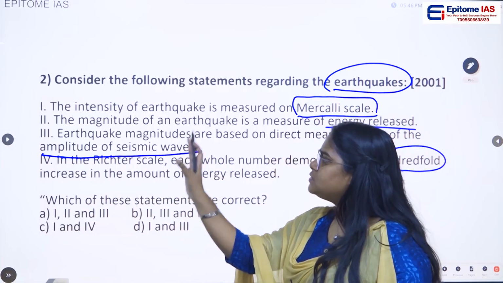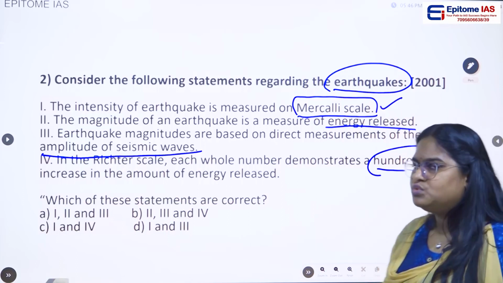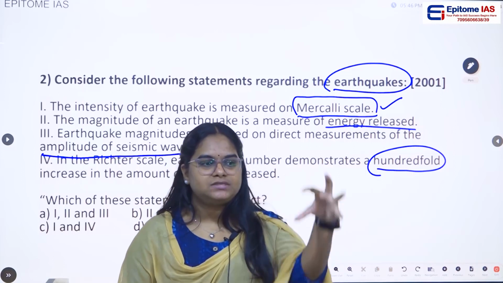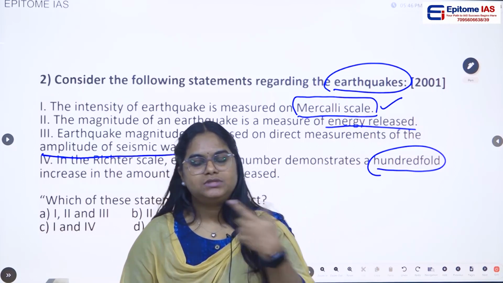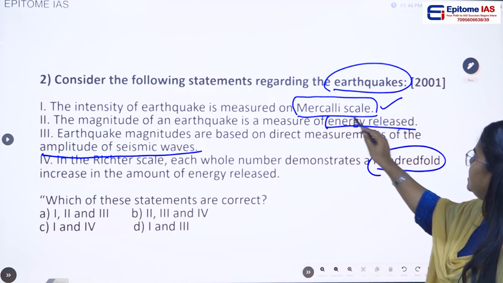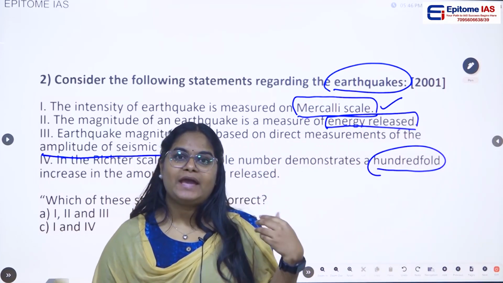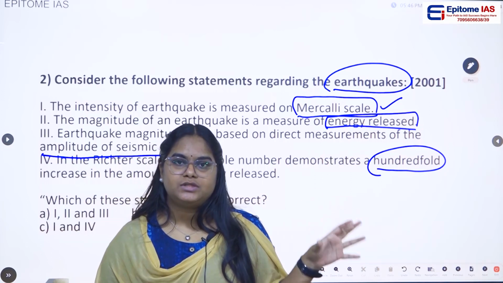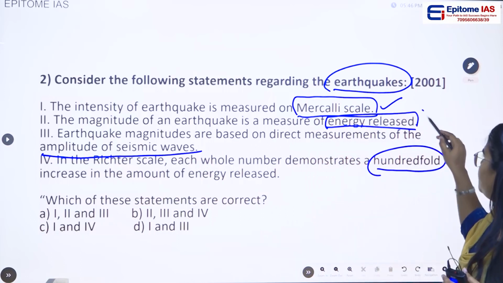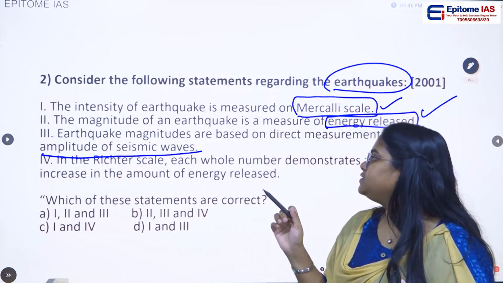So the first statement is: intensity of earthquake is measured by the Mercalli scale. Is that true? Yes, just now we saw the Mercalli scale specifically calculates the intensity of the earthquake. So this particular statement is correct. Then, the magnitude of earthquake is the measure of energy released. And we saw the Richter scale calculates the magnitude of this particular earthquake. This magnitude is nothing but the measure of the energy released from the focus. So this particular statement is also correct.